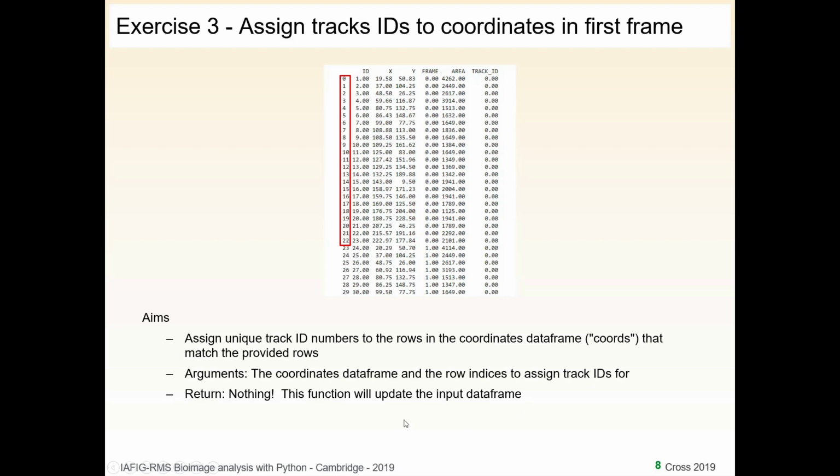So the aim of this is to assign a unique track ID to all the rows in the data frame matching the provided rows. And then we want to take arguments, which is again our coordinates data frame, and also that list of row indices that we got from exercise 2 corresponding to a specific frame, in this case frame 0. And then there aren't any returns from this because we're actually modifying the input data frame. So we don't take the data frame in and put it out, we're actually updating the input value.